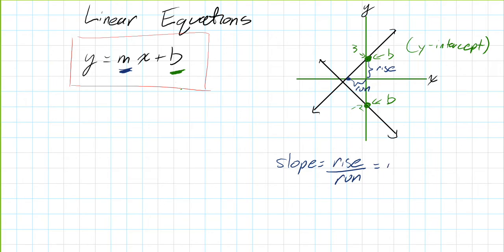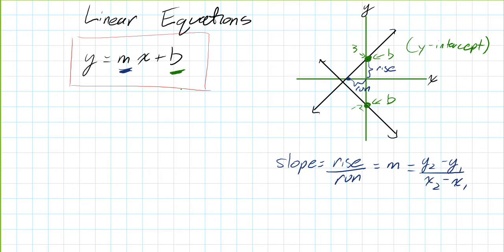Slope is equal to rise over run, which is also equal to m. And a way you can find slope is there'll be a little equation that's like this: y2 minus y1 divided by x2 minus x1.